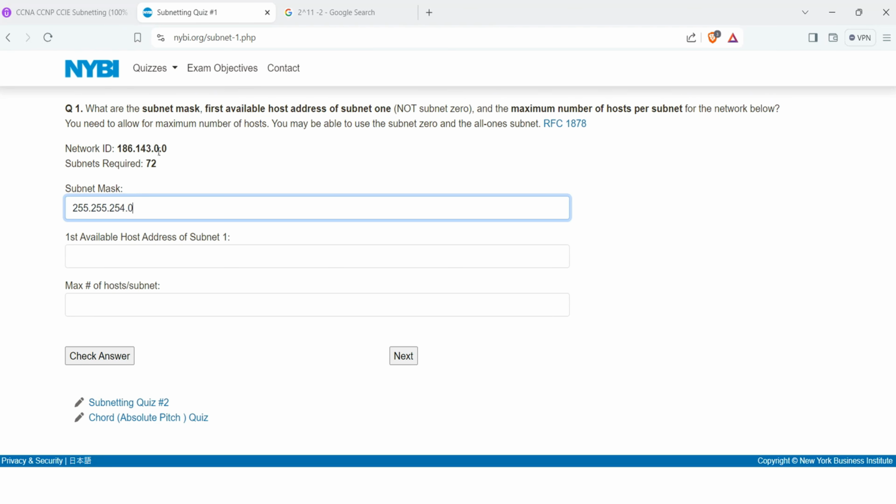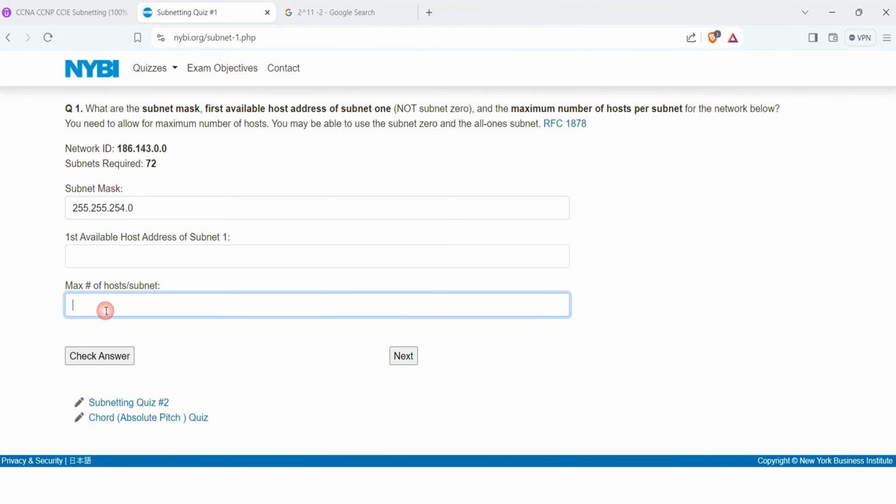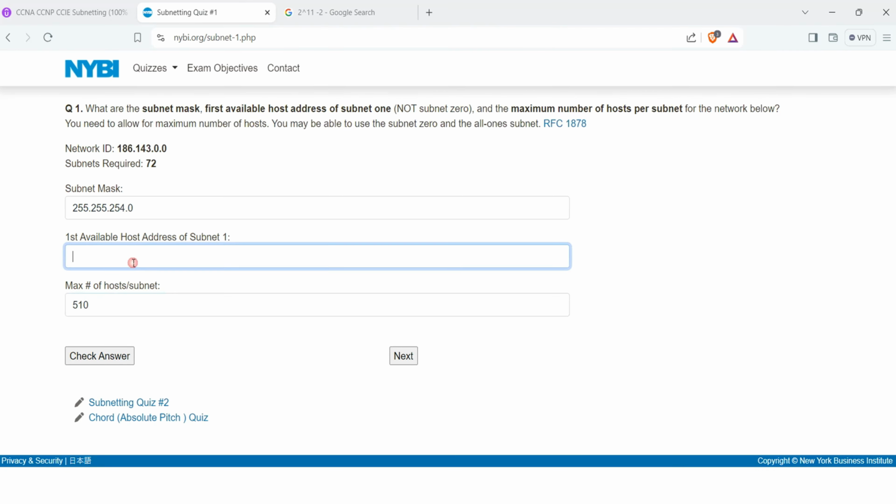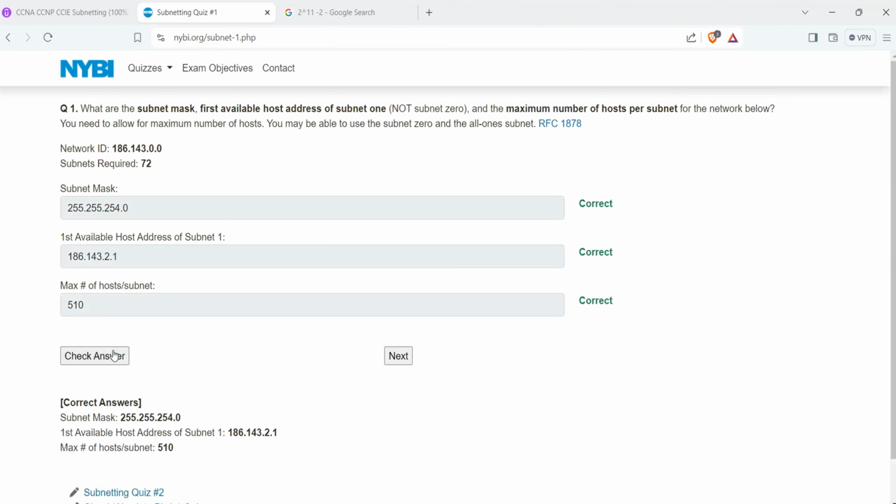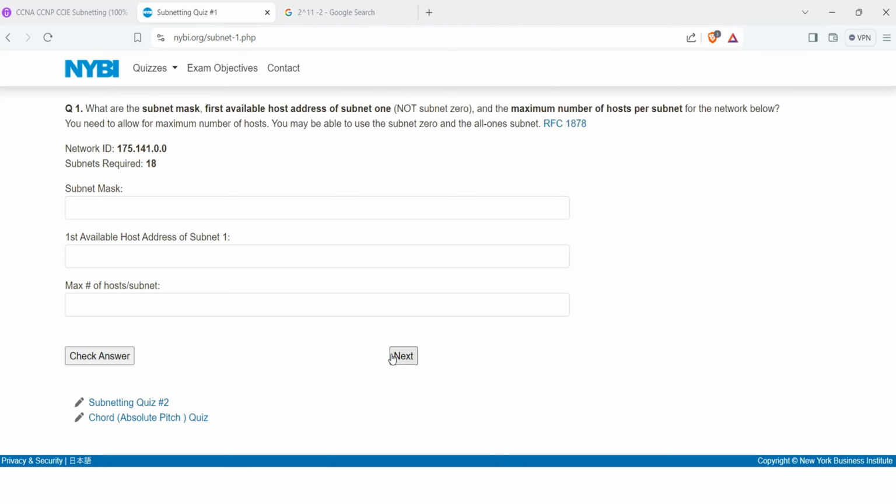So 1 bit is left here, plus 8 is 9. What's 2 to the 9? 2 to the 8 is 256. 2 to the 9 is 512, minus 2 is 510, so 510 hosts. My jump start is a 2, so 186.143.2 dot what? Dot 1. Let's check answer. There we go. All right. Okay, look at this one.